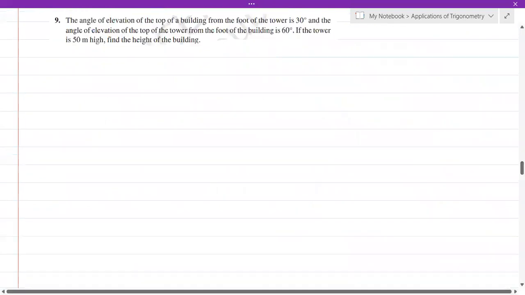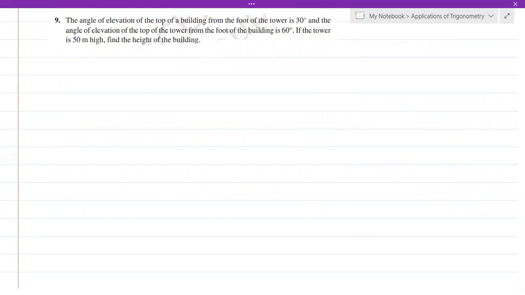So the next question: the angle of elevation of top of a building from the foot of the tower is 30 degrees. Now, if you read the question carefully, the angle of elevation of top of the building from the foot of the tower. So there are two things here. One is building, the other one is tower.